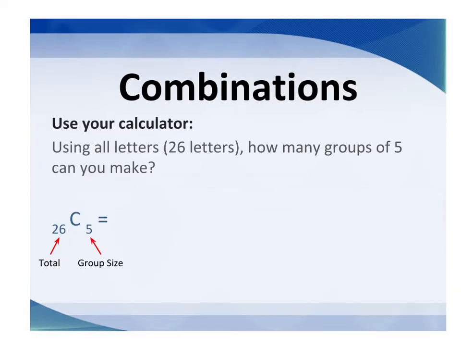So here's another example. Let's say we use all the letters, 26 letters. How many groups of 5 can you make? So again, you take the total and put that first, which is going to be 26. And then we have C for combination, and then you want to do 5 because that's how big your group is. If you put it in your calculator, why don't you pause now and see if you can figure that out. And when you do that, you're going to end up with 65,780. So again, it's the same thing as doing a permutation in your calculator, just choose the one with the C rather than the P.